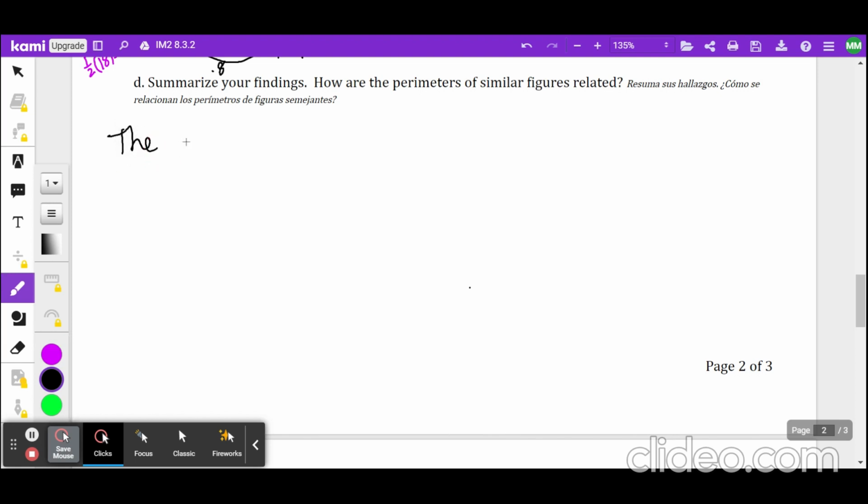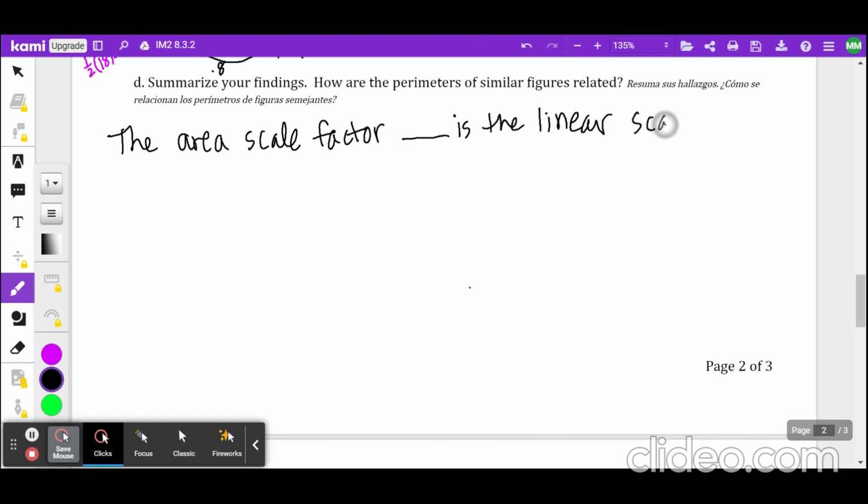The area scale factor is the linear scale factor, k squared. So if you have the linear factor, you can get the area scale factor by squaring it.